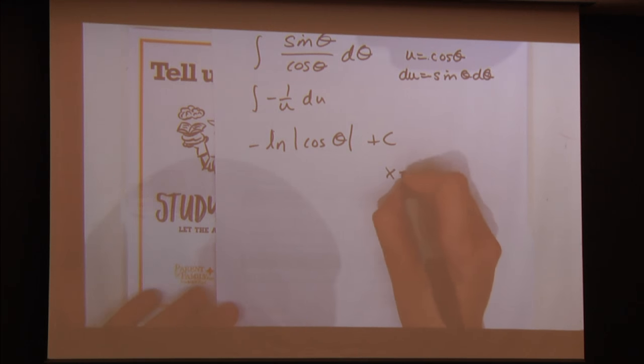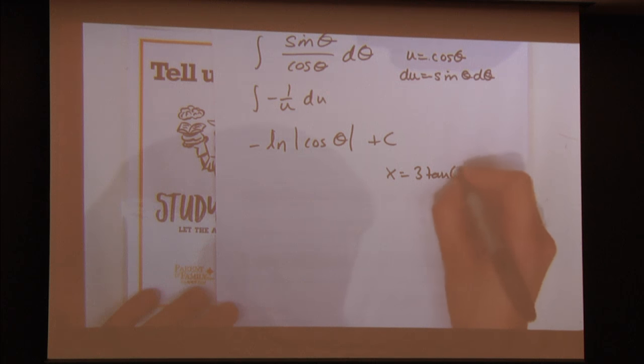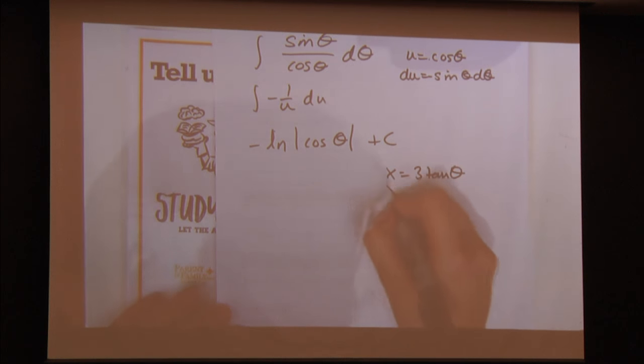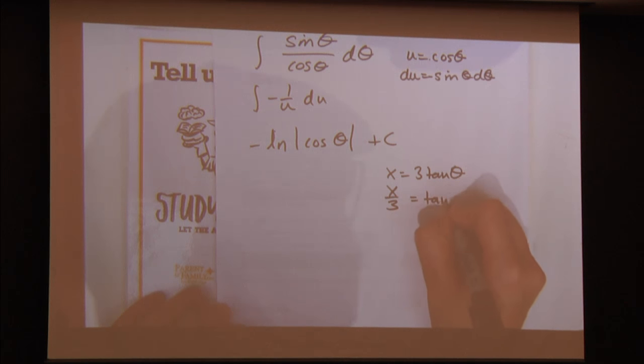Okay, so x is equal to 3 tangent theta. We need to find out what theta is because everything needs to be in terms of x's. Don't leave it in thetas. That's not the final answer. I know it looks pretty. I know you want to stop. Don't stop. X over 3 is equal to tangent theta.